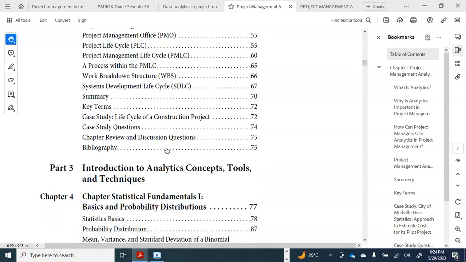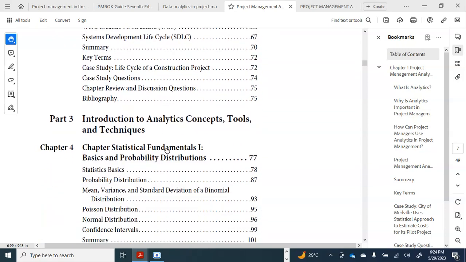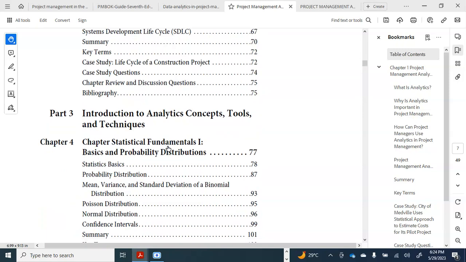Then the next chapter has to do with the introduction to analytics concepts, tools, and techniques. I made mention of ITTO, inputs, tools and techniques, and outputs, in our previous training. If you're not acquainted with that, you can check the previous video and watch it through. You get to know what that indicates.